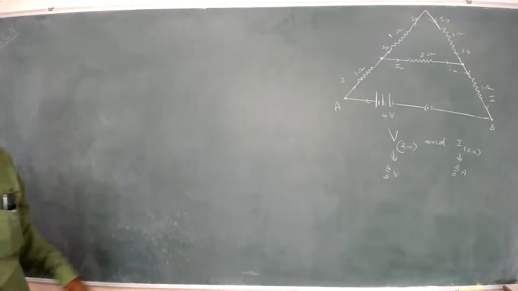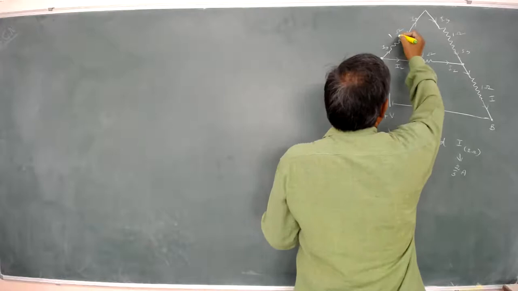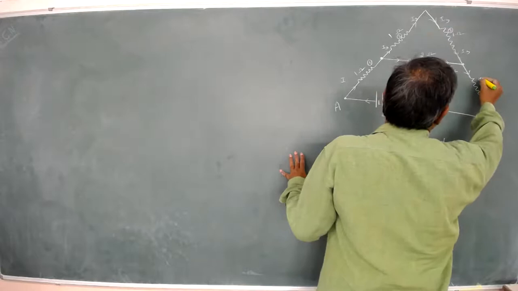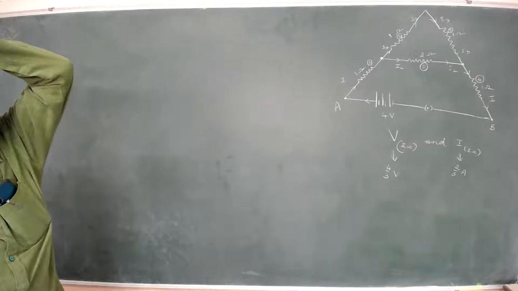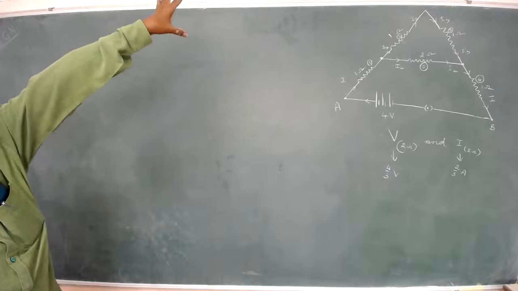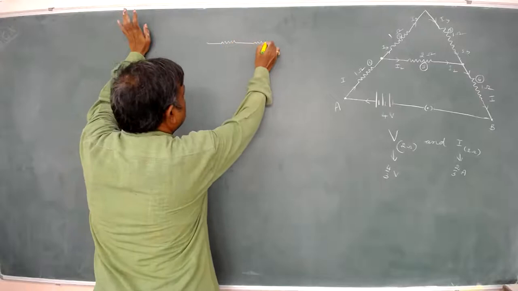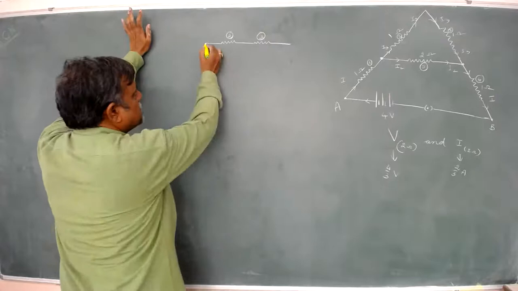Okay, now give the names. This is resistor 1, this is resistor 2, this is resistor 3, this is resistor 4, this is resistor 5. Name them like that. Among these 5 resistors, which are in series? 2 and 3 are in series. We can redraw the figure like this. This is 2 and this is 3. These two are in parallel with 5.